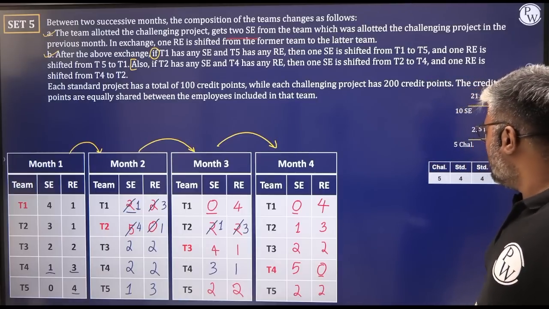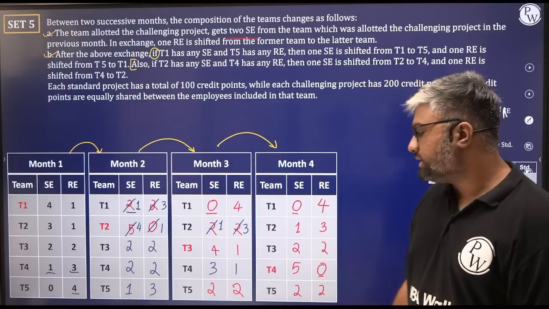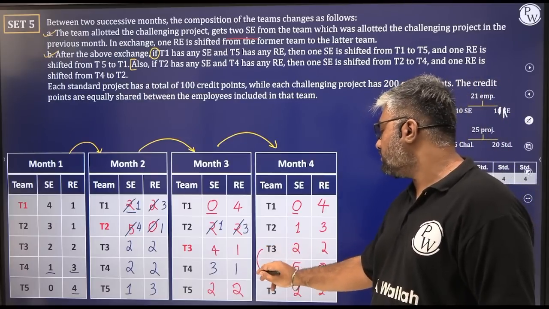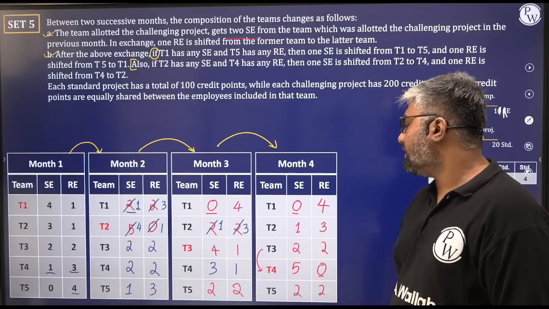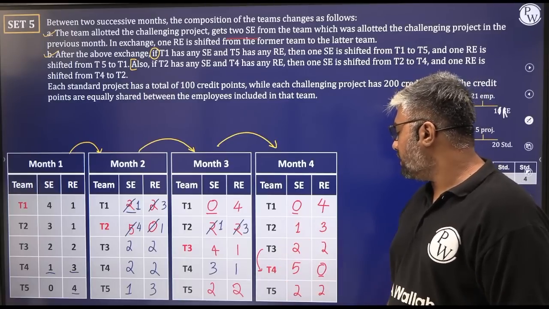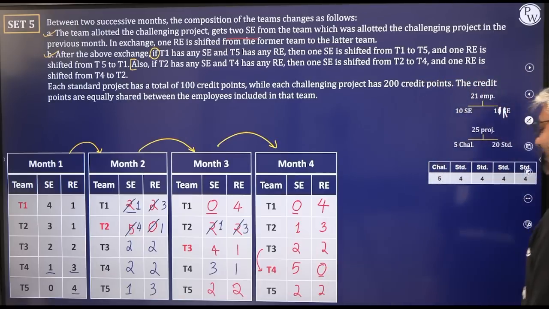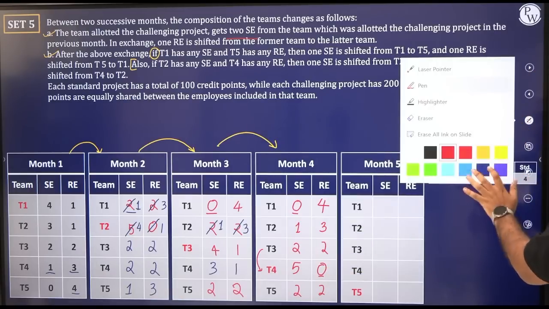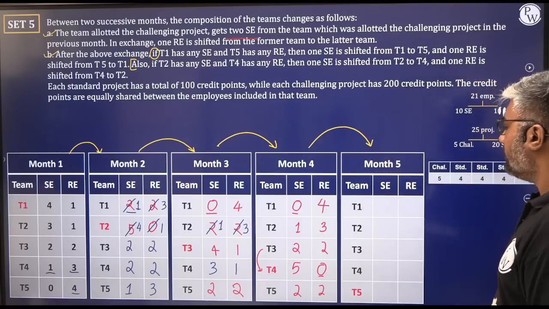Yeah. Month 5 में देखते हैं. So month 4 is a beauty because the only change we had to do was from T3 to T4. T1 to T5 did not have to do because 0 SE here. T2 to T4 we did not have to do because 0 RE is here. Peace. Done. Perfect. For the last month now. Team 4 to Team 5 is all we have to think about.